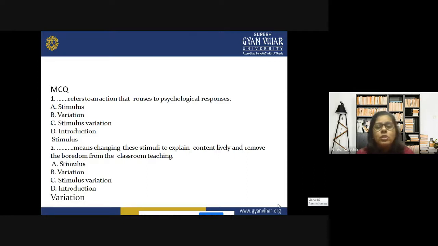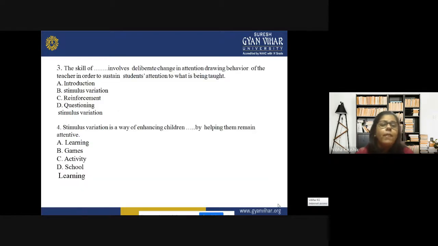Second, dash means changing these stimuli to explain content lively and remove the boredom from classroom teaching. The options are A. Stimulus, B. Variation, C. Stimulus variation, or D. Introduction. The correct answer is option B, that is variation. The skill of dash involves deliberate change in attention-drawing behavior of the teacher in order to sustain students' attention to what is being taught. The options are A. Introduction, B. Stimulus variation, C. Reinforcement, or D. Questioning. The correct answer is option B, that is stimulus variation.